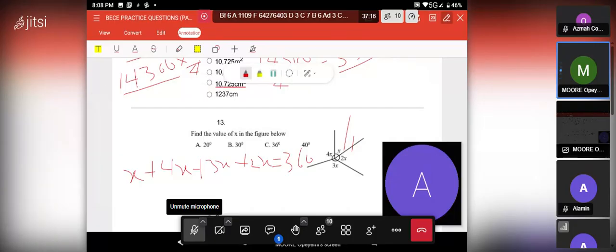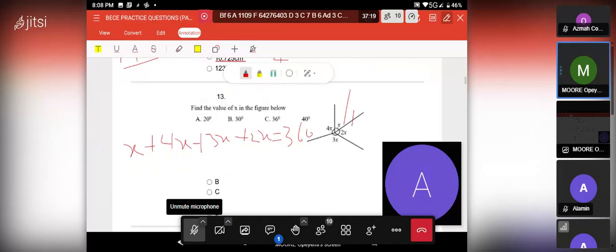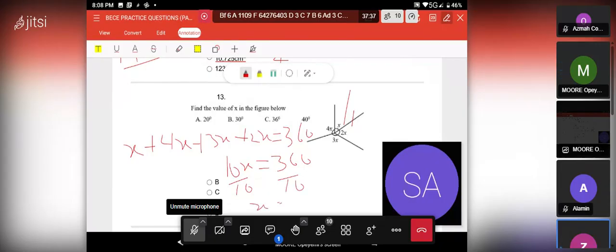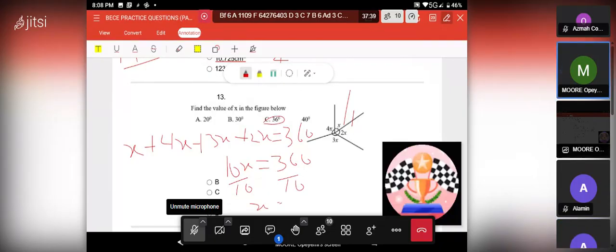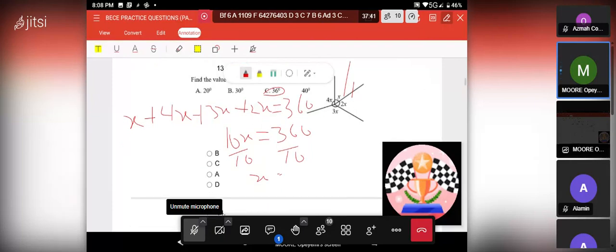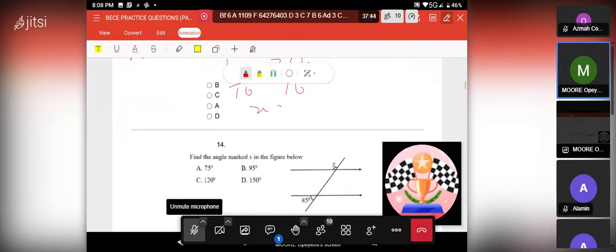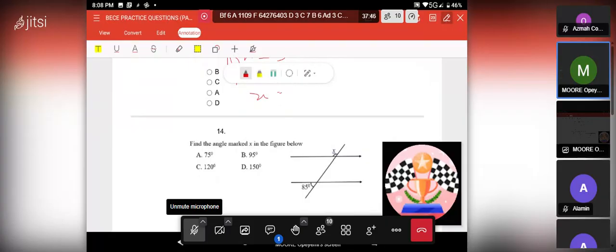Now, when we add the terms in x, that is like terms according to our algebra: 1x plus 4x plus 3x plus 2x, that is 10x. 10x is equal to 360. What is the value of x? We divide by 10, right? The answer is x equals 36. Thank you.